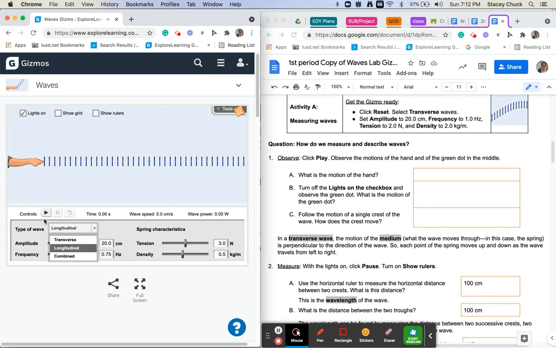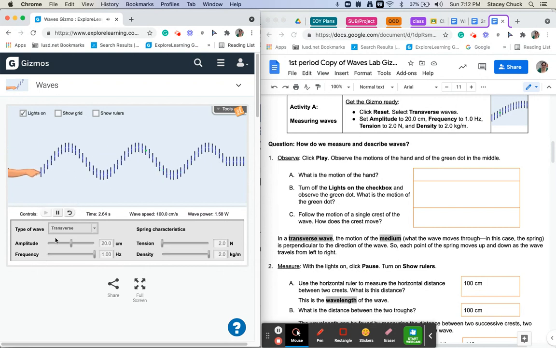So we're going to set our wave to transverse. We're going to set our amplitude to 20. Our frequency is going to be set to 1. Tension will be 2. Density will be 2. All right, observe, click play.